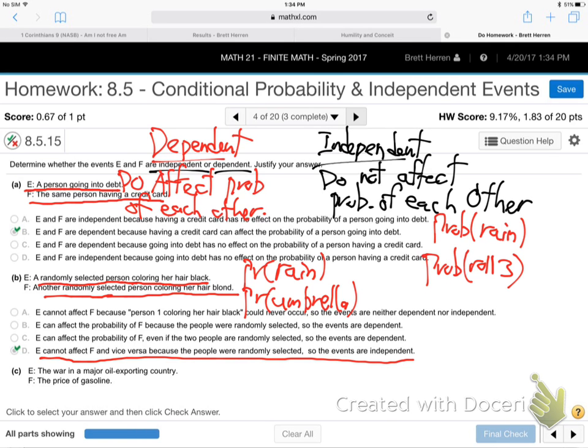All right, and then part C. There's a war in a major oil exporting country, and the price of gasoline. Do those things affect each other? Well, yeah. If there's trouble in a major oil exporting country, those are going to be dependent, aren't they? They're going to affect each other. The answers it gives will say E affects F or F affects E.